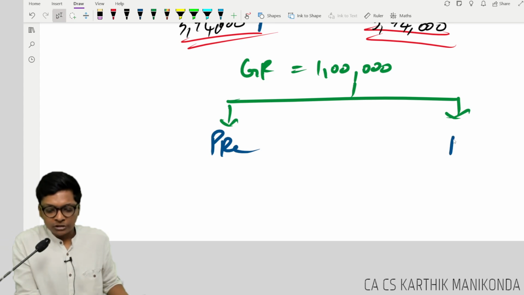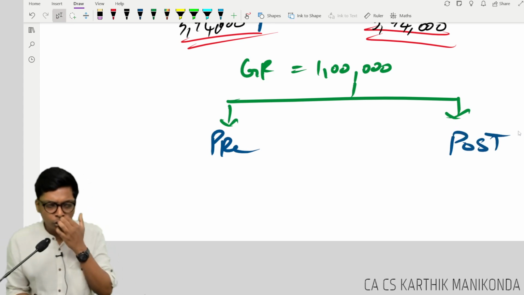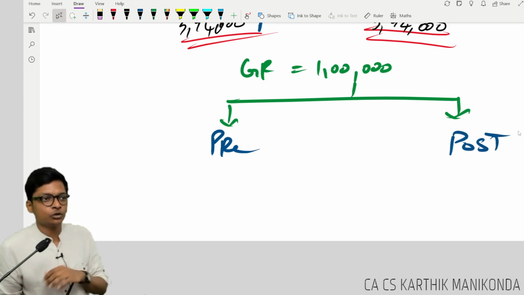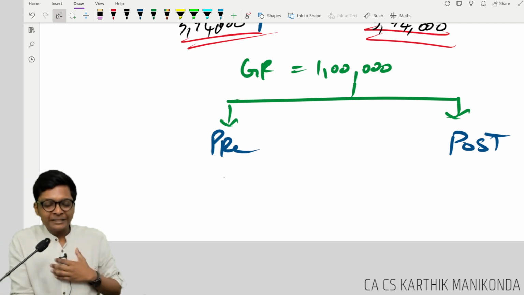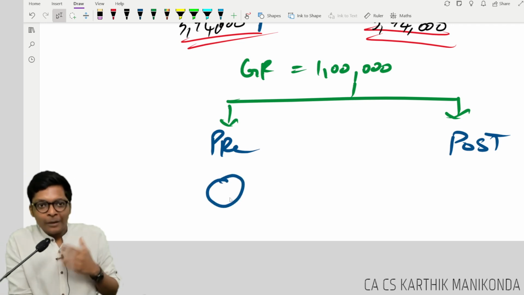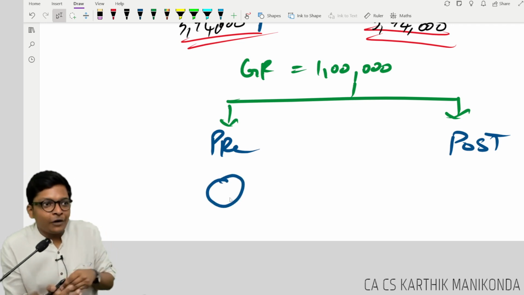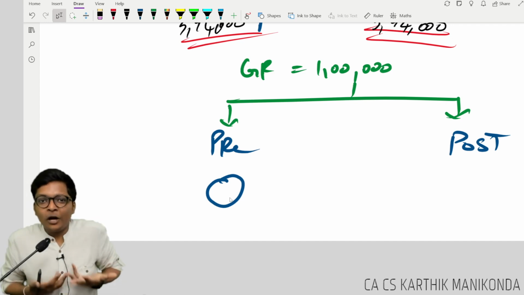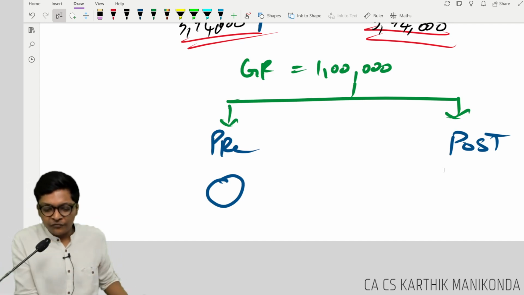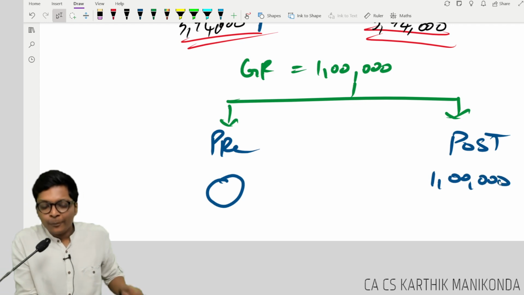Pre, post. Fill it, guys. If you know the answer, if you are confident of your answer, fill the values. Pre, how much, guys? 0, because I'm holding from the date of incorporation. What profit on date of incorporation? 0. So full 1 lakh is post.